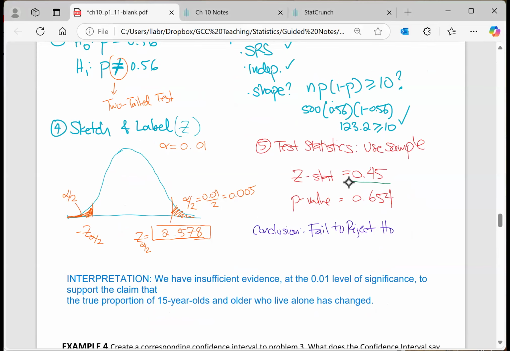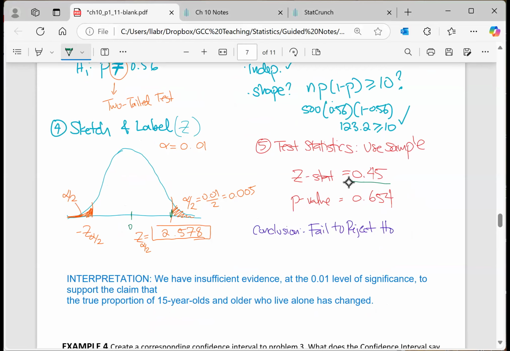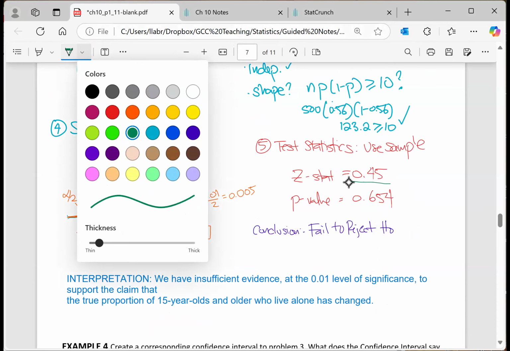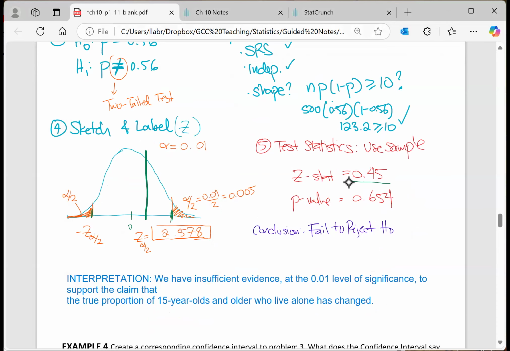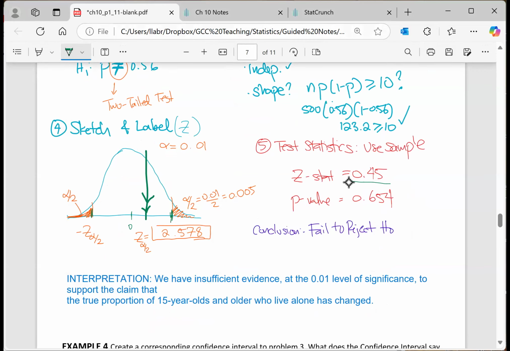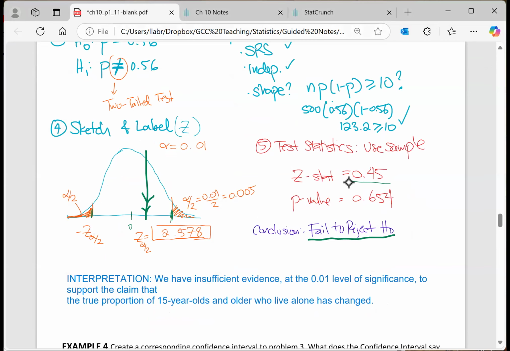The z-stat of 0.45, remember that this middle is a z-stat of 0. These points that I marked are 2.58. So 0.45, that's here somewhere. Our sample lands here. Obviously, that's in the fail to reject region.